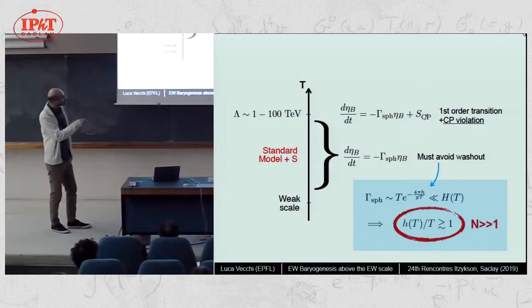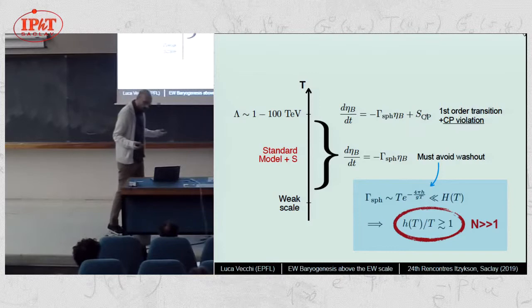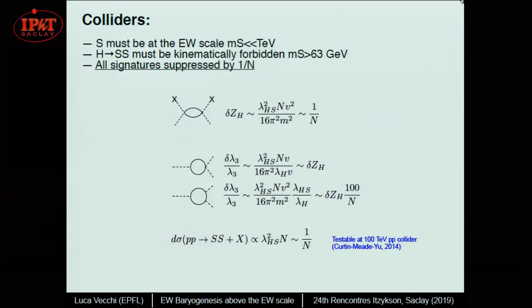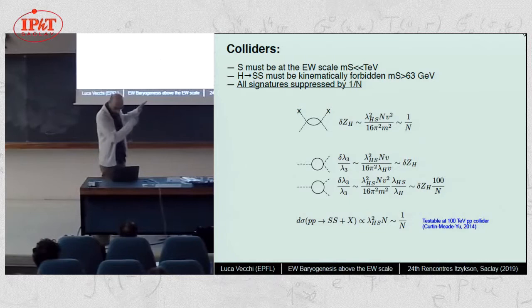Now, in order to avoid the washout of the baryon asymmetry generated here, of course, the sphalerons have to be dead. In order to be dead, again, the Higgs VEV has to be sufficiently large. And we have seen that this is possible if n is sufficiently large. Again, at least 20, 30. This is the price to pay in order to have this beautiful idea realized. So very quickly, this is just saying that at large n, at finite temperature, ordinary scattering processes of single particle states are everything suppressed by 1 over n.